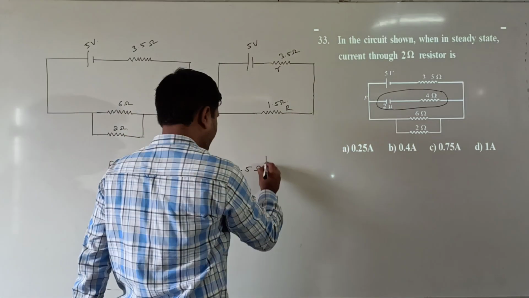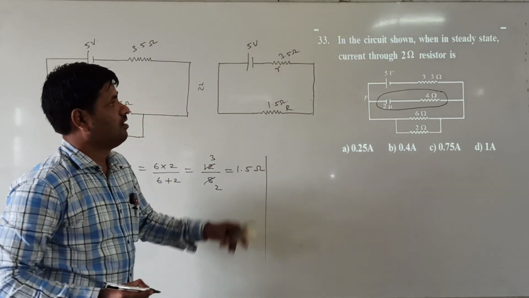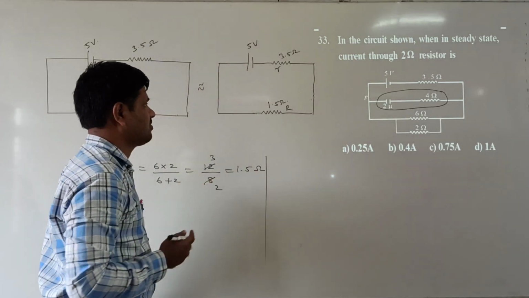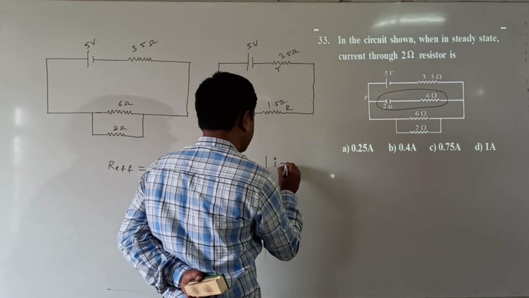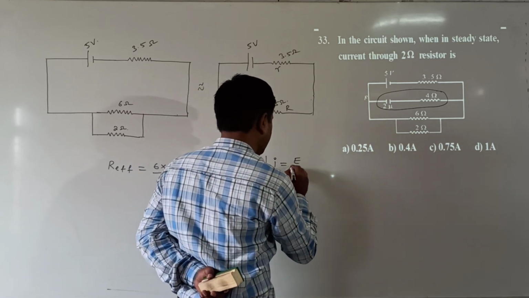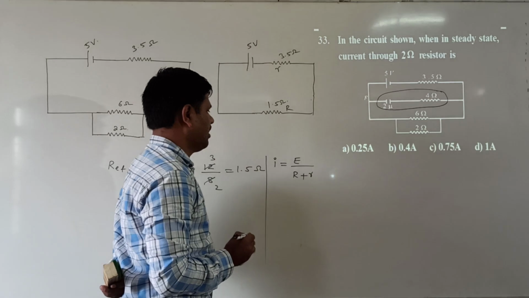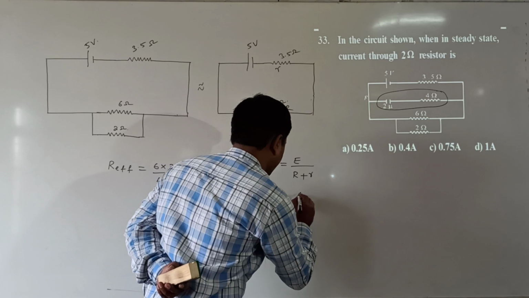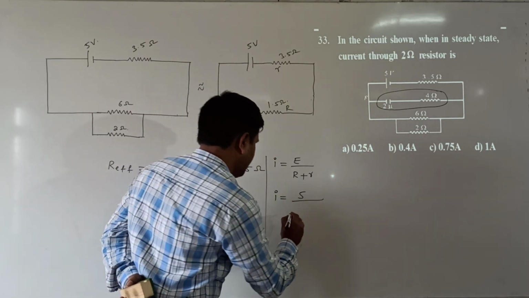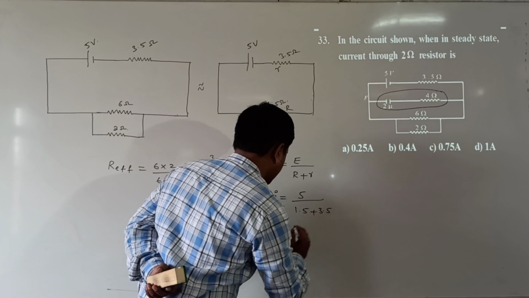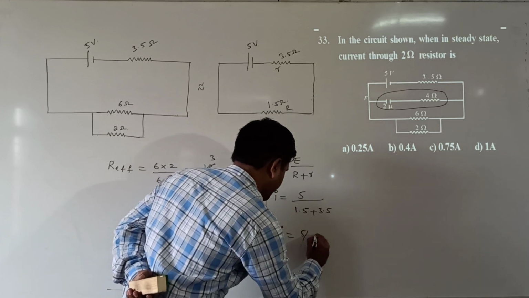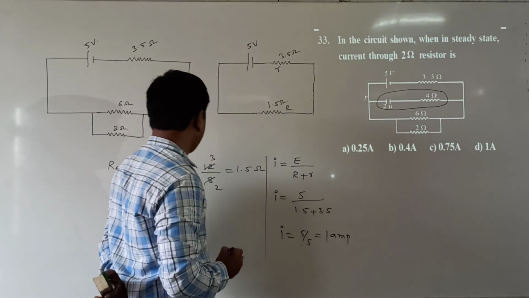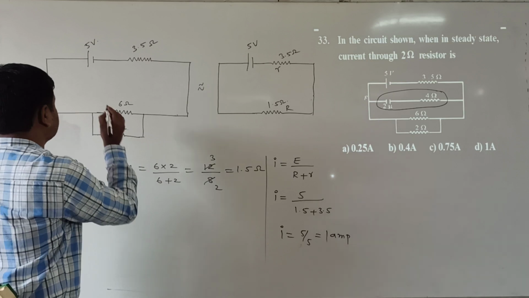What is being asked here? The current through the 2 ohm resistor. First we find the current in the circuit. Current in the circuit I is equal to E by R plus r. E is how many volts? 5 by R, where R is the external resistance 1.5 plus 3.5. So I is equal to 5 by 5, which is 1. Now 1 ampere we are getting, meaning the current in the circuit is 1 ampere.